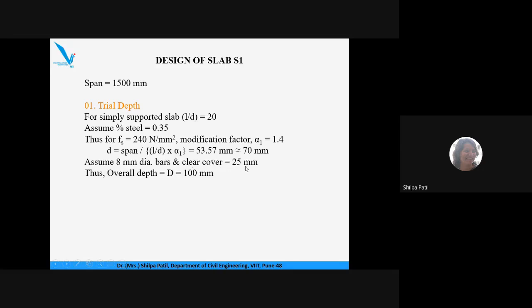Are you getting now how we have decided clear cover? Is it clear to everybody? Yes, ma'am. Okay. So my clear cover is 25 mm. My effective cover will be 25 plus half the bar diameter. So 25 plus 4. What is the value? 29.